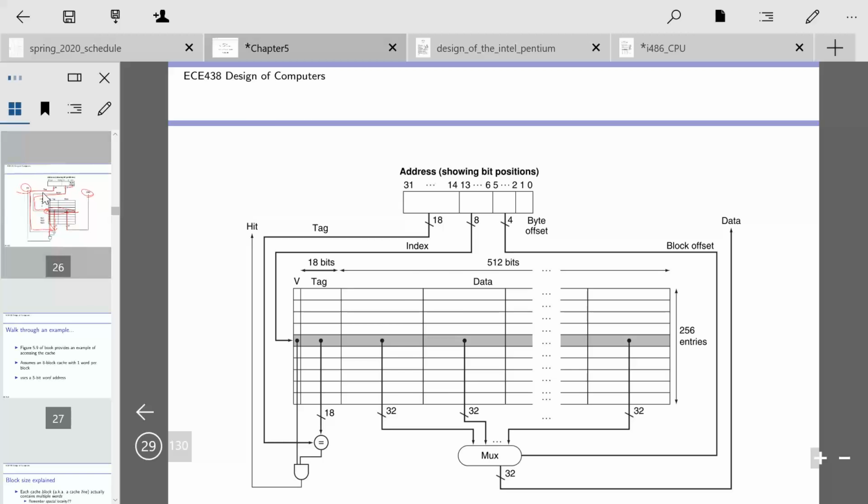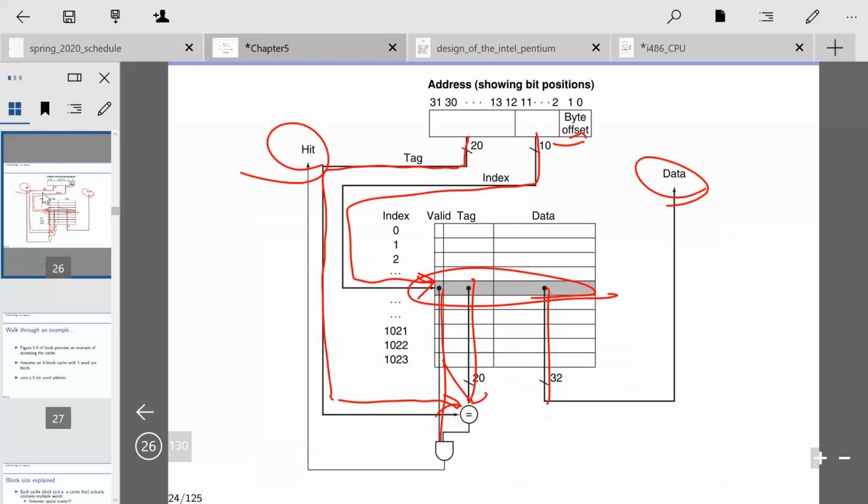So we'll pick back up next time by expanding this cache to have multiple words within a block, which is a real example. There's no cache that has a word per block, because you're not exploiting spatial locality, right? You're only exploiting temporal locality at that point.